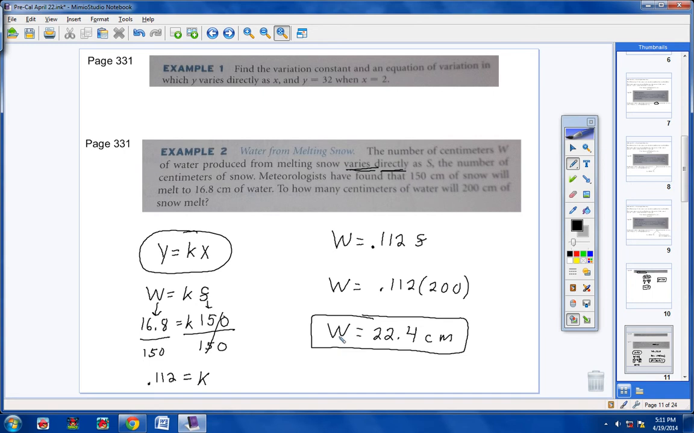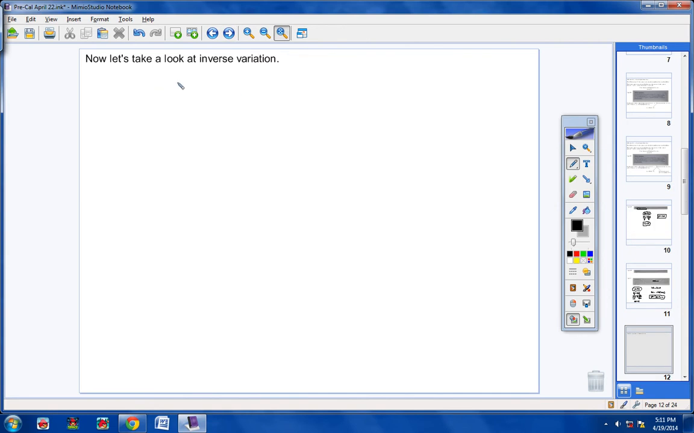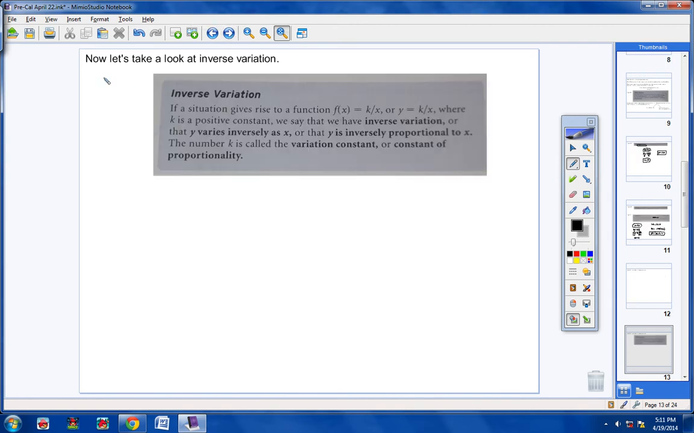Not too difficult. Okay, so that is one type of variation, direct variation. Now let's take a look at inverse variation. Inverse variation. You do not need to turn in your book to page 333. You can if you want to, and that's where you'll find this.